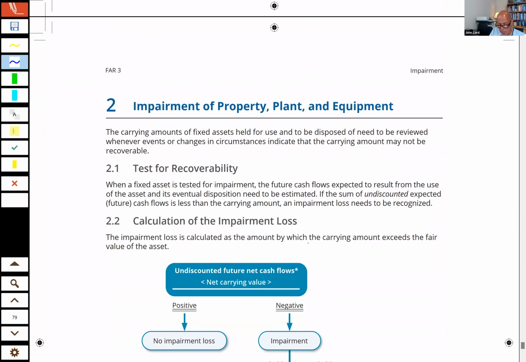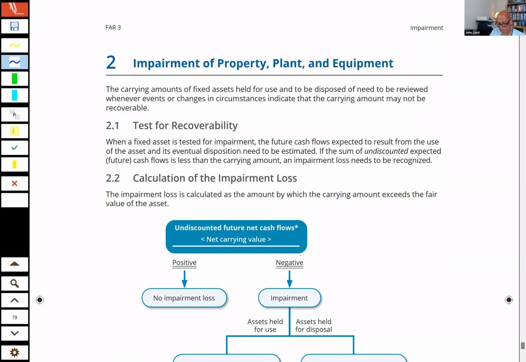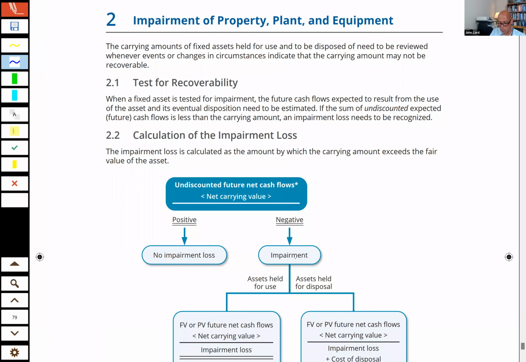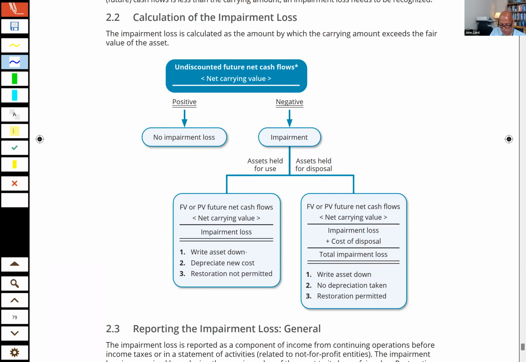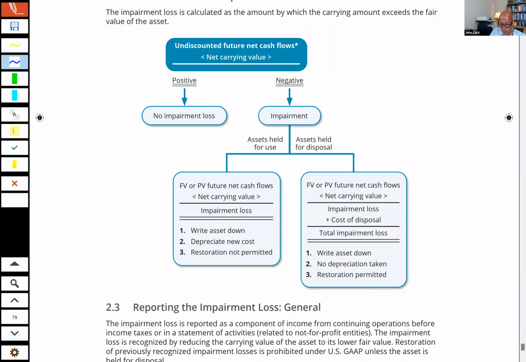Okay, again, I'm not sure, guys. I cannot tell you why they had to repeat themselves for property, plant, equipment. The only thing that changes, I think, is they changed the word from amortize to depreciate, but there was really no difference between the two. So I'm not going to repeat all that.